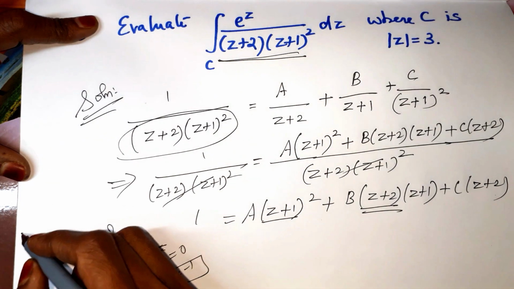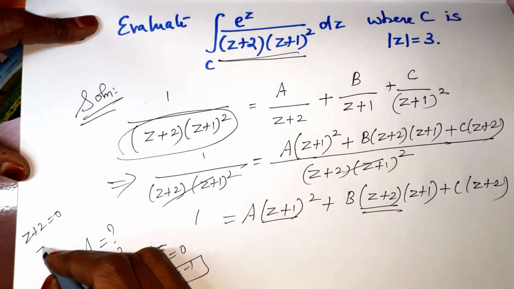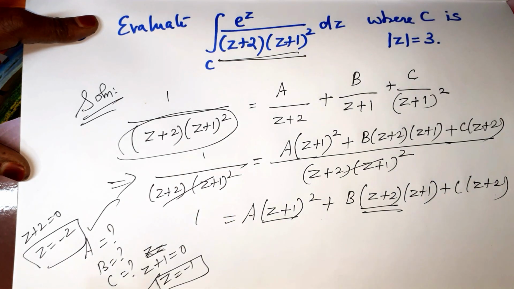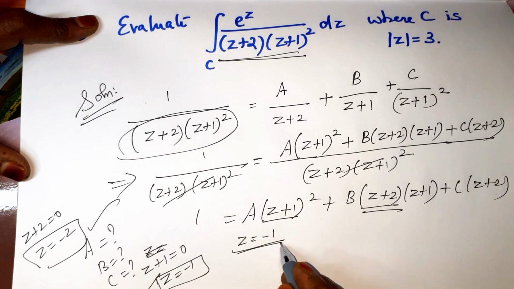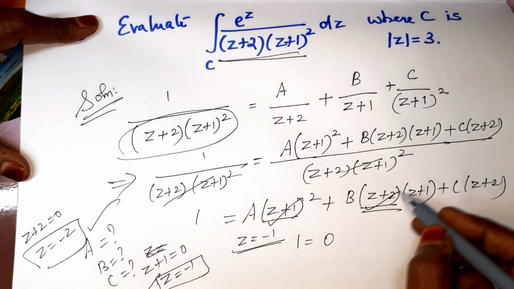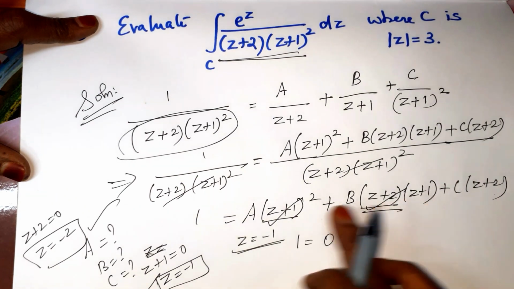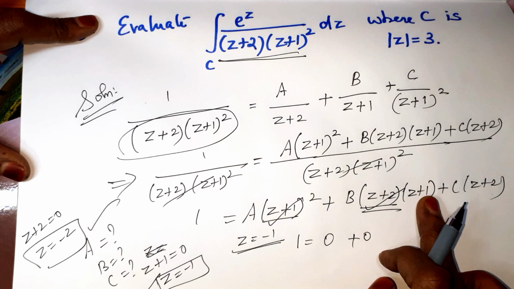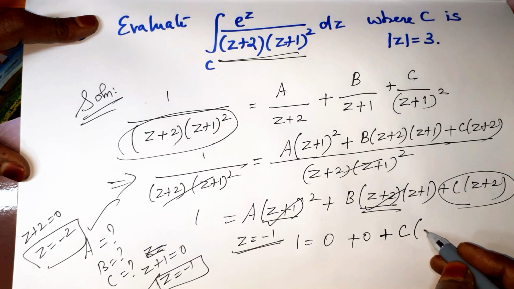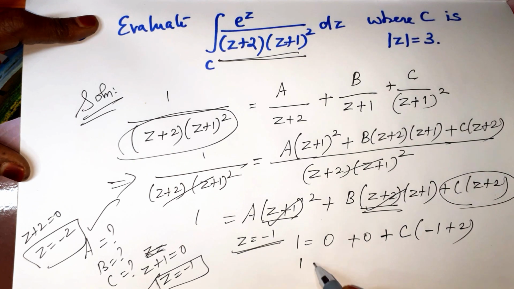When we take z plus 2 equal to 0, it means z equal to minus 2. So one value we can take is z equal to minus 2. Right. So first let me take z as minus 1. Substituting that on both sides, 1 equal to, this term will become 0 and this term also will become 0 since both the terms are having z plus 1 as a factor. So here alone we have to substitute. So C into minus 1 plus 2. So 1 is equal to C into 1. So C is equal to 1.